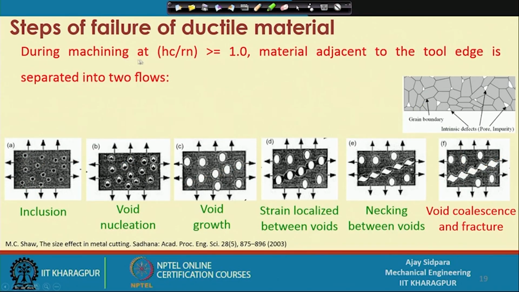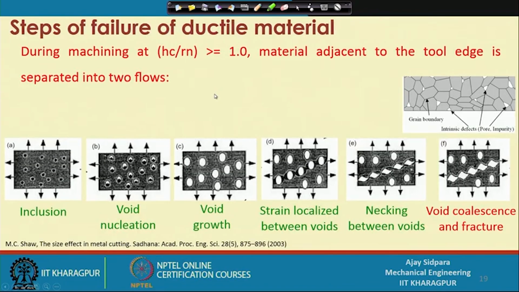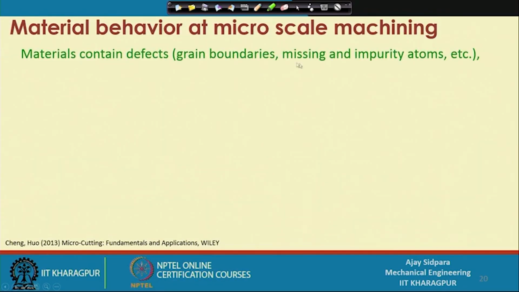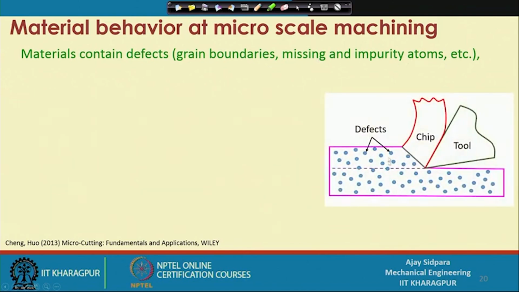Right. So, during machining, where the chip and the material adjacent to the tool are separated into 2 flows, that we have seen in the last class. So, what is going to happen with this particular thing? Material contains defects. Whatever defects we have seen, the grain boundaries are also considered as one of the origins through which the material is separated out. Missing and impurity atoms are also available in this particular case. Now, see, these are the defect levels.